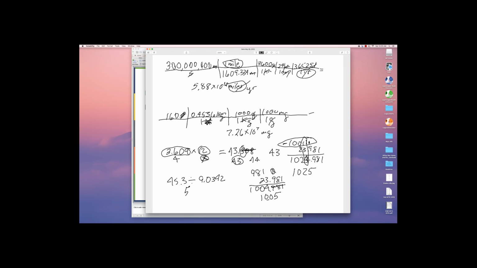You get 5.01427991. Okay? This has 5 significant digits: 1, 2, 3, 4, 5. This has 3, so this is the controlling factor. Your answer has to stop at 3, which means you have to get rid of the rest of this. Since this is less than 5, you round down to 5.01.